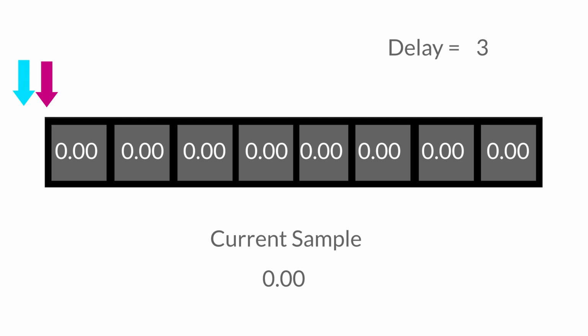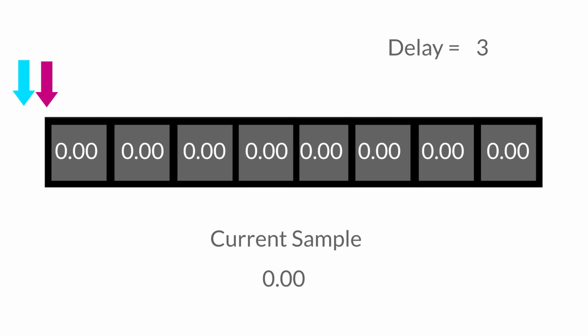So you get 2 pointers, a write pointer and a read pointer. In this animation, the write pointer is the red arrow and the read pointer is the blue arrow. And what the write pointer does is input a sample from the current time period into the buffer. So this buffer is separate from the audio buffer.